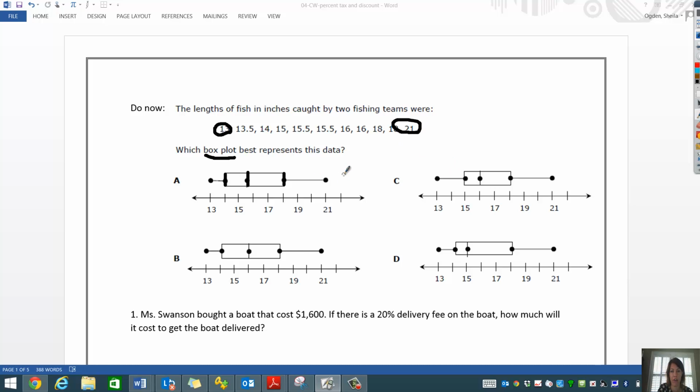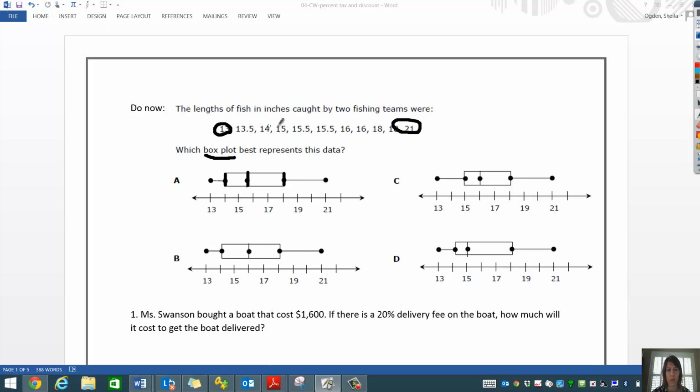So I'm going to check first that I have a minimum of 13 and a maximum of 21. Unfortunately, they all work for the easiest check. The next easy check is the median.